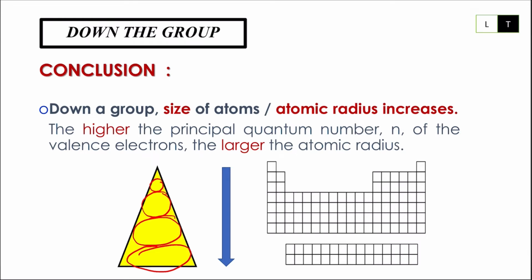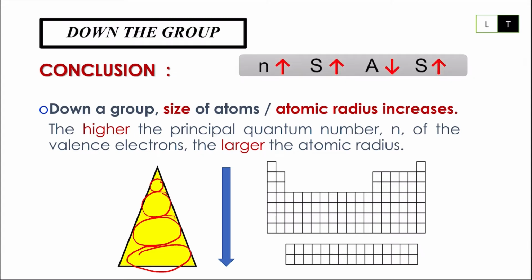What can you conclude based on this variation? Kita akan gunakan layout NSAS. So please memorize this trend where when your principal quantum number increases, shielding effect will increase. Forces of attraction between valence electron and nucleus will become weaker, hence the size becomes larger.